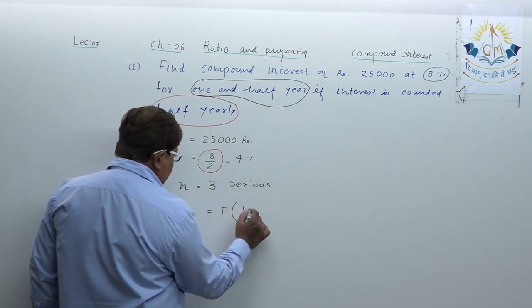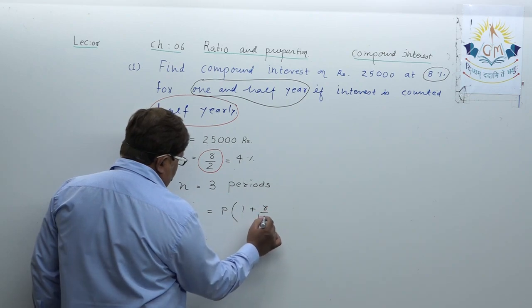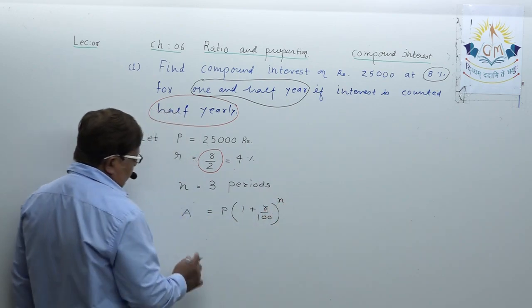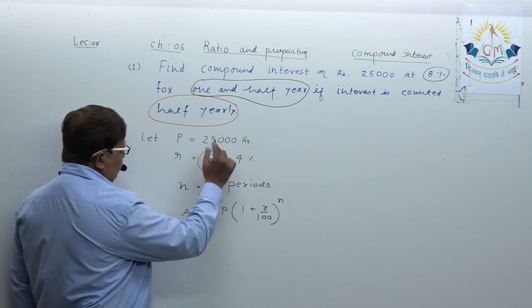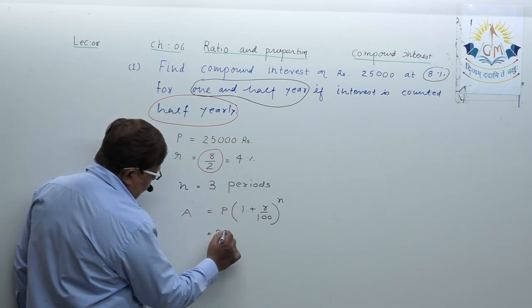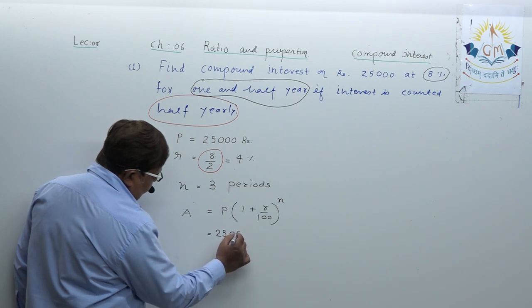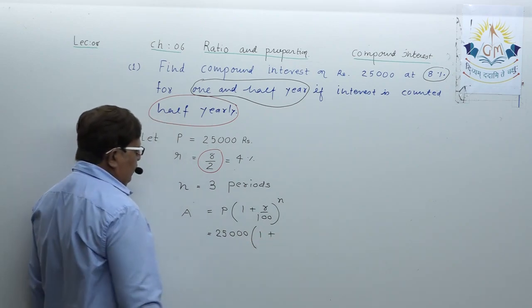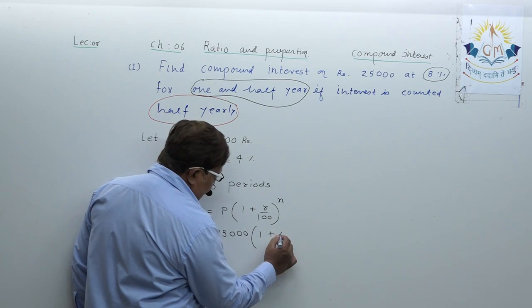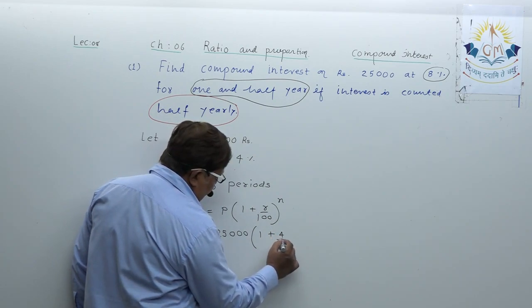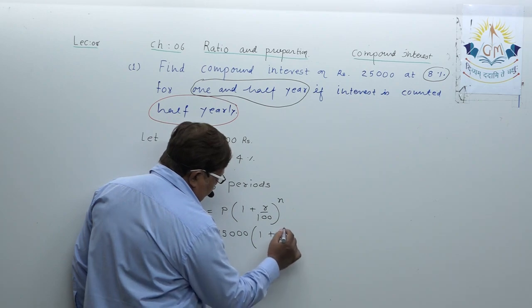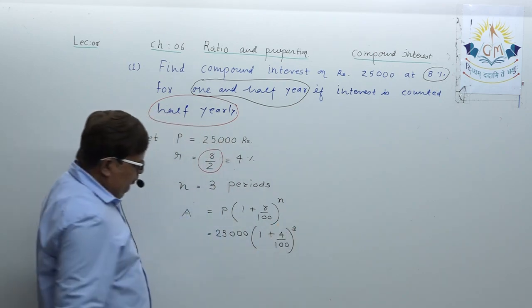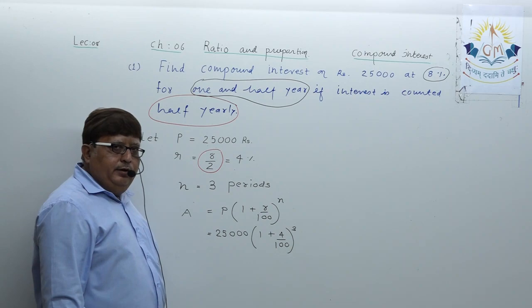P into bracket 1 plus r upon 100 raised to n equals P, that is 25,000, 1 plus rate of interest, that is 4 upon 100, and how many periods of half year? 3 periods. Is it clear?